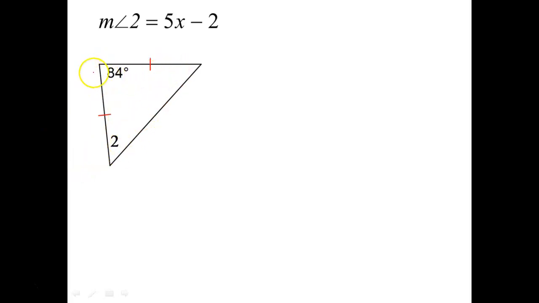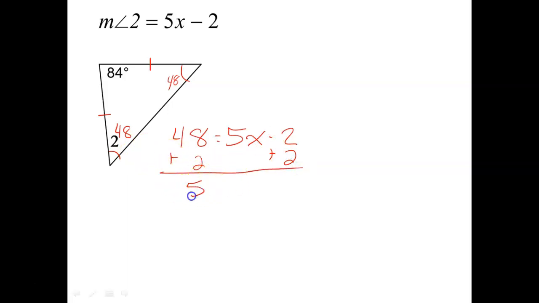Same thing. All three angles of a triangle add up to equal 180. So if I have 180 minus 84, it's 96. So I know these two base angles have to add to equal 96, and they're the same. Half of 96 is 48. So I plug it in. 48 equals 5x minus 2. All right, so now we're solving for x. I'm going to add 2 to both sides. 50 equals 5x. Divide both sides by 5, and x equals 10.